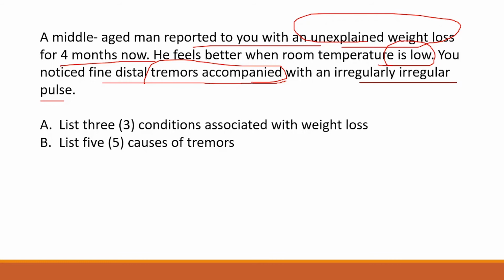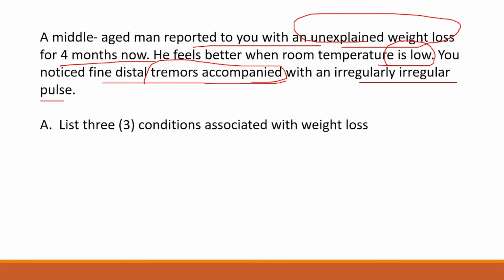Before that, let me add GIT diseases. So let's go back. Let's talk about GIT disease that can also lead to weight loss. Celiac disease can lead to weight loss. Crohn's disease can lead to weight loss. Then peptic ulcer can also lead to what? Weight loss. Or ulcerative colitis can lead to weight loss.